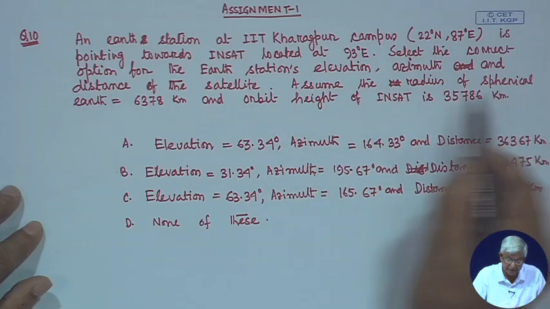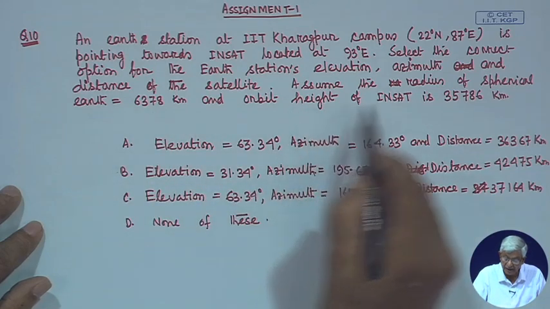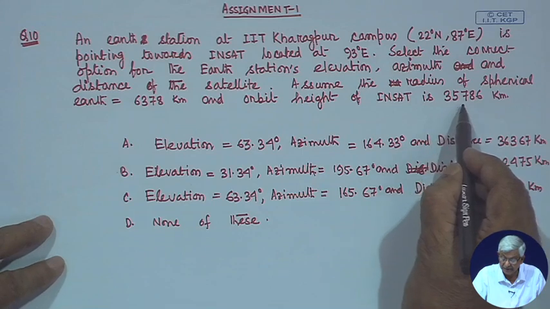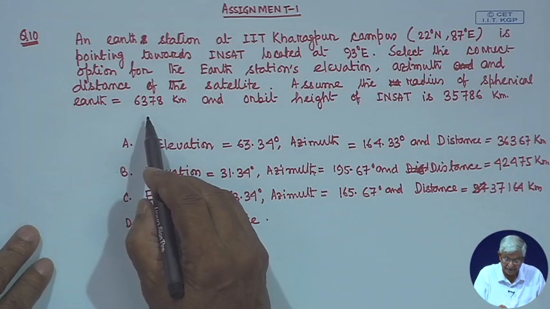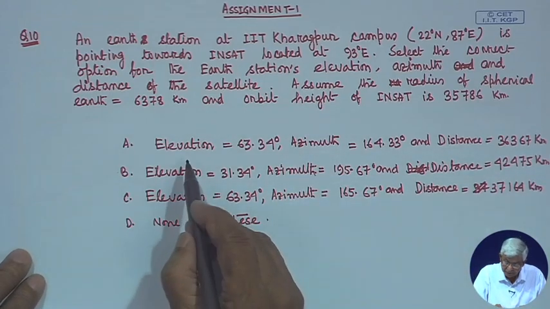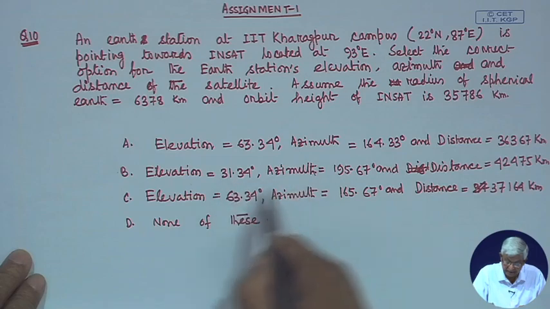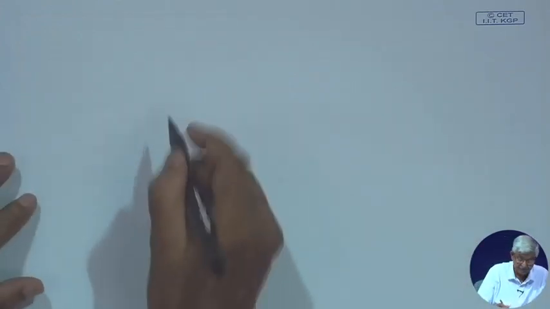Assume the radius of the spherical earth is 6378 and orbital height of the INSAT is 35786. So, the height is given, radius of the earth is given, and various options of elevation, azimuth and distances are given. We will try to find out which option is correct. This is a straightforward calculation.